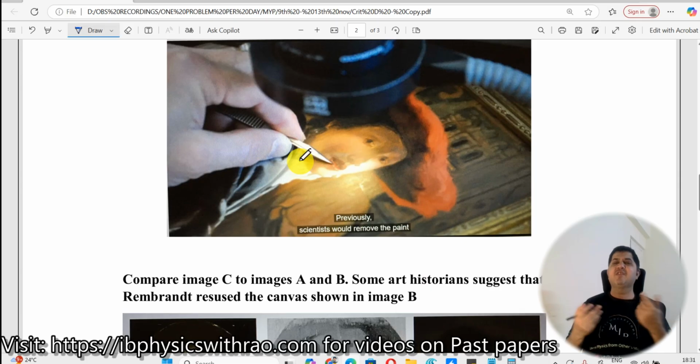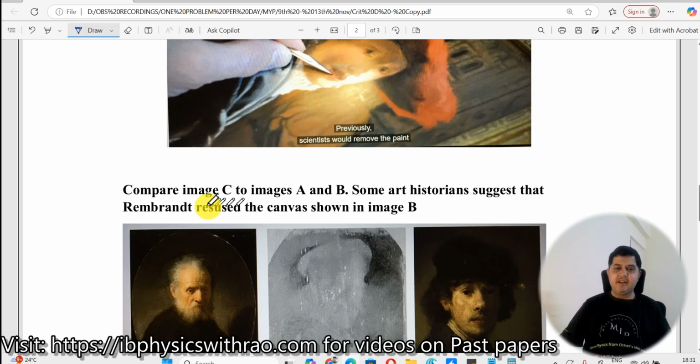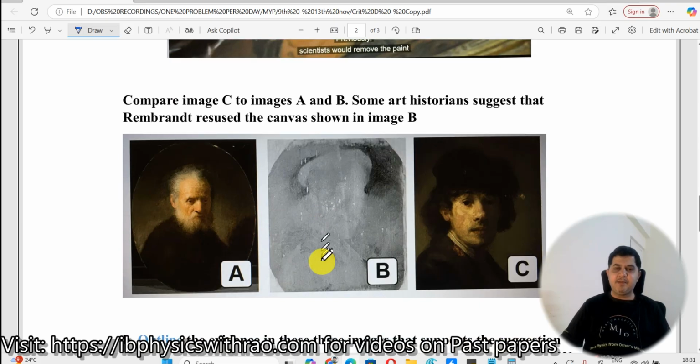You can answer a lot of questions. Right now let us go through the next question. Compare image C to images A and B. What does it tell you?